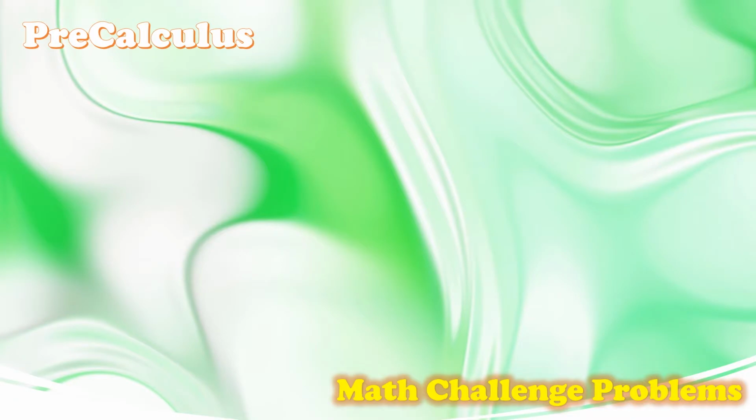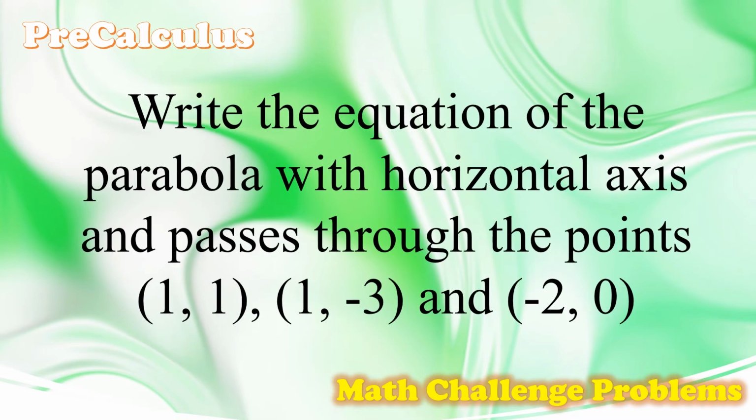In this presentation, we'll have precalculus, and we're going to write the equation of the parabola given 3 points on the parabola. Here is our problem. Write the equation of the parabola with horizontal axis and passes through the points (1, 1), (1, -3), and (-2, 0).